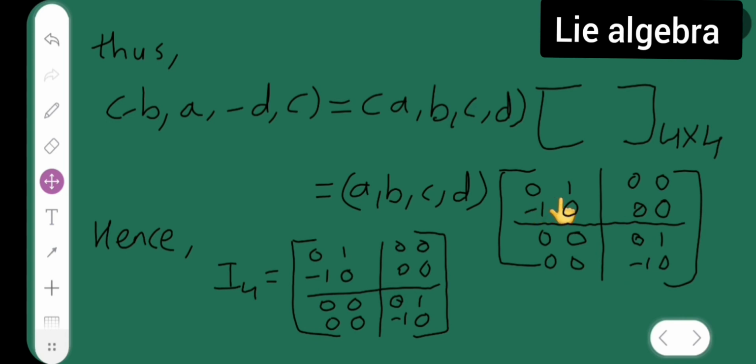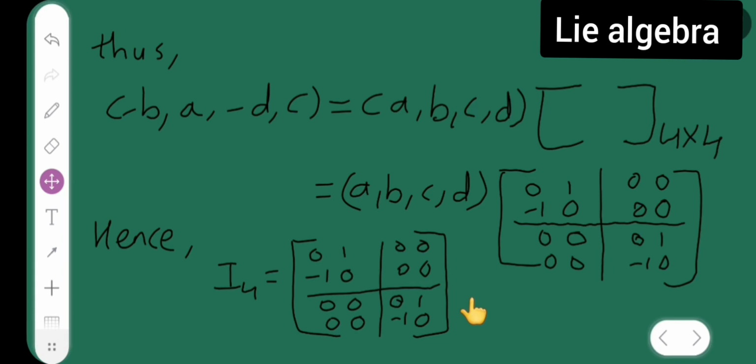So 0 1 minus 1 0, this is 0 0 0, and here also same 0 0 0 0, and this is my 0 1 minus 1 0. So hence I4 is equal to this matrix. Okay, so finally I got my I4.